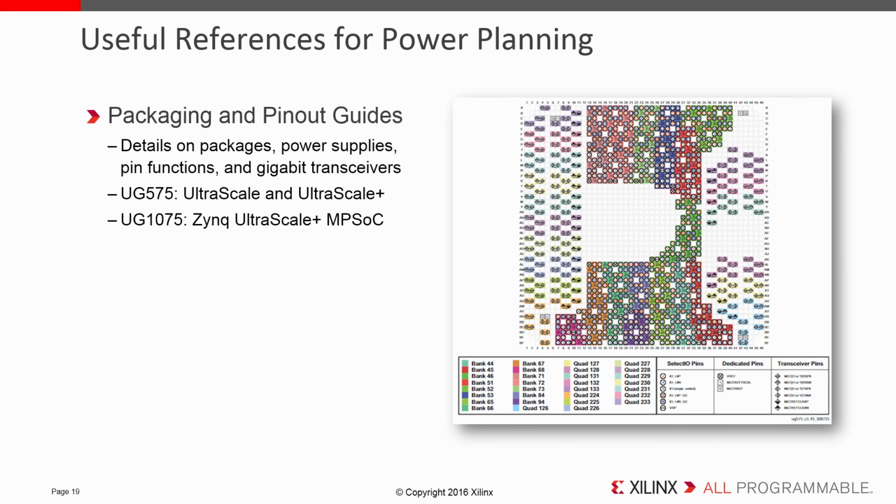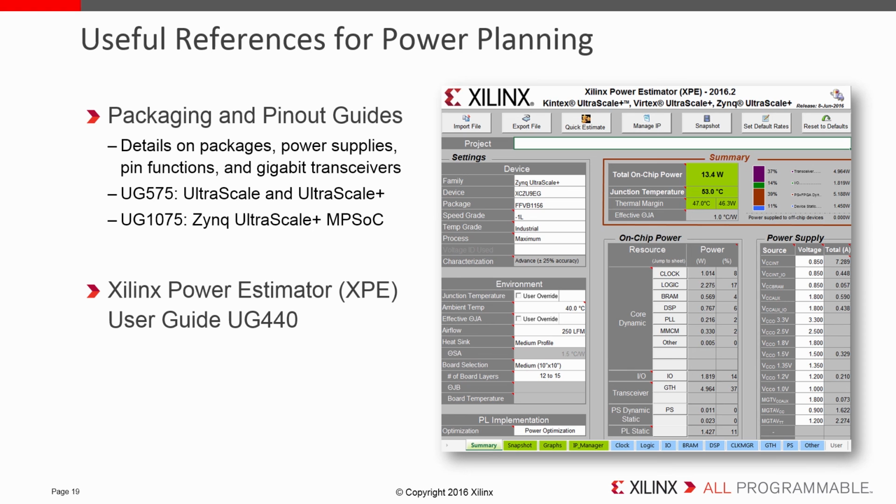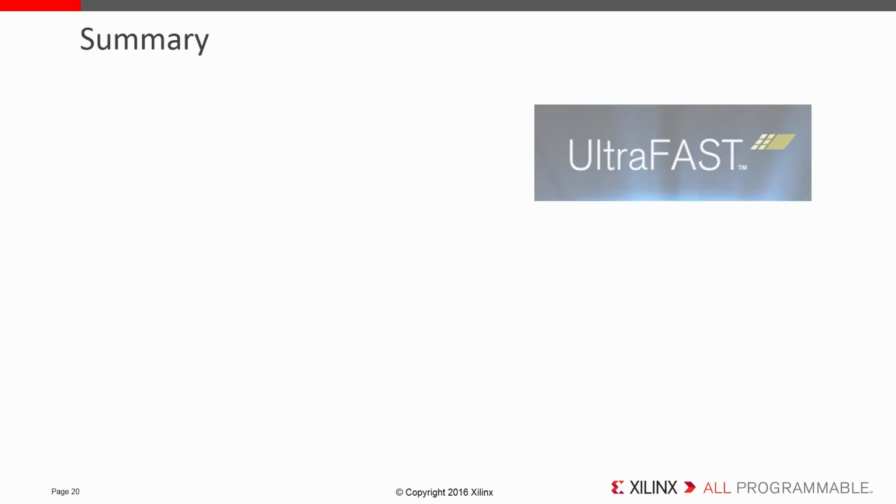Here are some useful references for designing device power needs into the system. The Packaging and Pinouts Product Specification User Guide has detailed information on the packages, power supplies, pin functions, and gigabit transceivers. This is UG575 for UltraScale and UltraScale+, and UG1075 for Xilinx UltraScale+ MPSoCs. And the Xilinx Power Estimator User Guide, UG440, describes all aspects of power estimation and how to get the most accurate results.